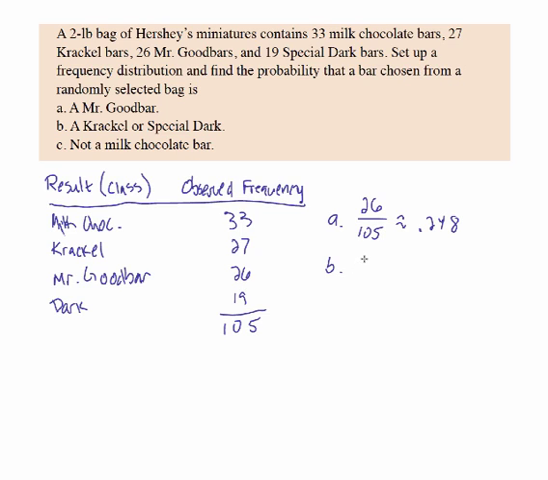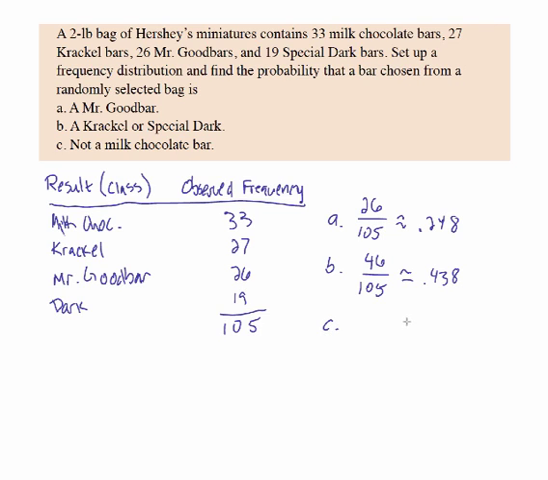Question B, crackle or special dark. Well, for that, we're going to add 27 plus 19, meaning there are 46 outcomes that satisfy the event of being either crackle or special dark out of the 105 possible outcomes. And as a decimal, that is about 0.438.